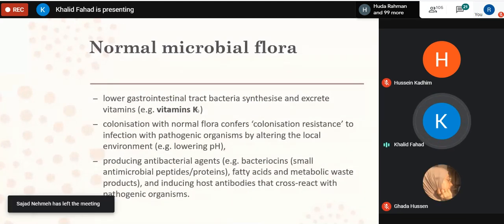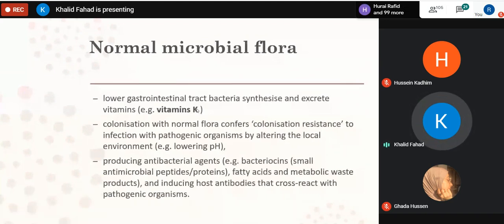The normal microbial flora have many benefits to the human being. For example, lower gastrointestinal tract bacteria synthesize and excrete vitamins, for example vitamin K. And colonization with normal flora confers colonization resistance to infection with a pathogenic organism by altering the local environment.